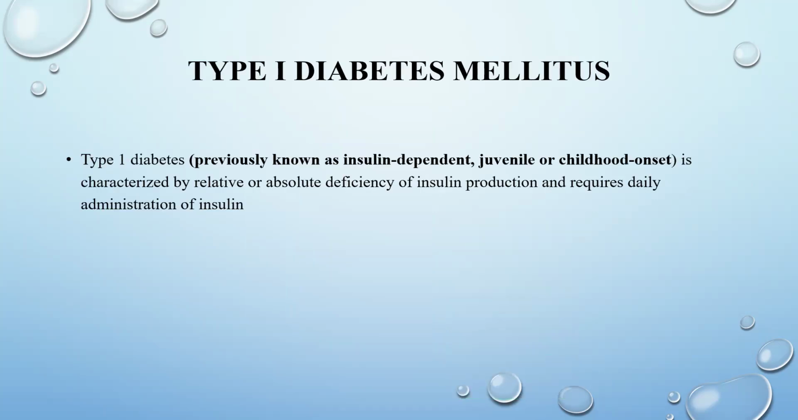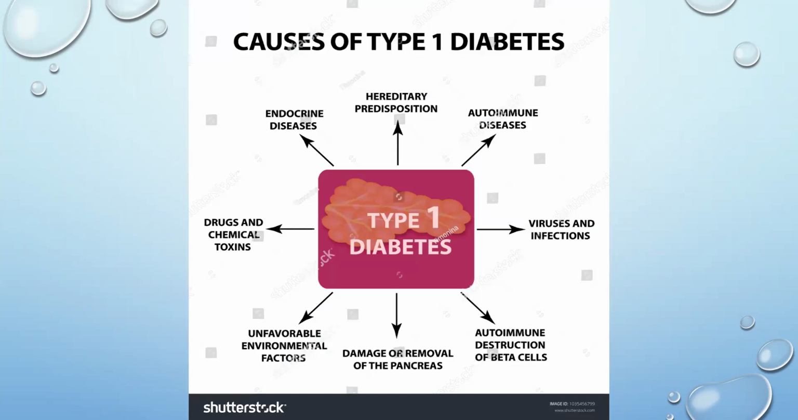So, what is type 1 diabetes mellitus? Type 1 diabetes, which was previously known as insulin dependent diabetes mellitus or juvenile or childhood onset diabetes mellitus, is characterized by the relative or absolute deficiency of insulin production, and it requires daily administration of insulin.